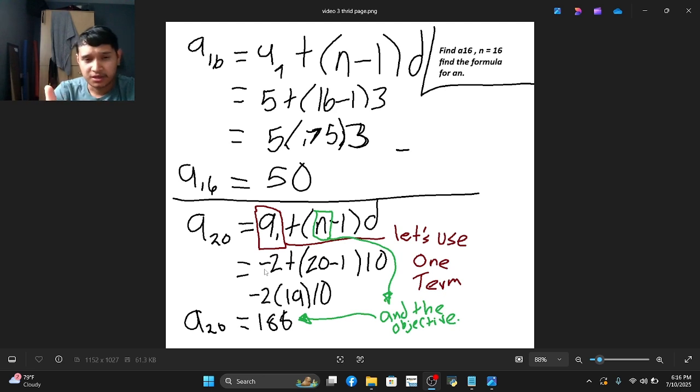So later on, I will explain to you how to connect these two things. But it's very important to know how to do this separately. It will be easier if you learn this, and then when we connect it, it will be a lot more simple. So we have the a sub 1 is the first term, negative 2, plus we subtract the n by the term that we want to find. It will be 20. 20 minus 1 will be 19.